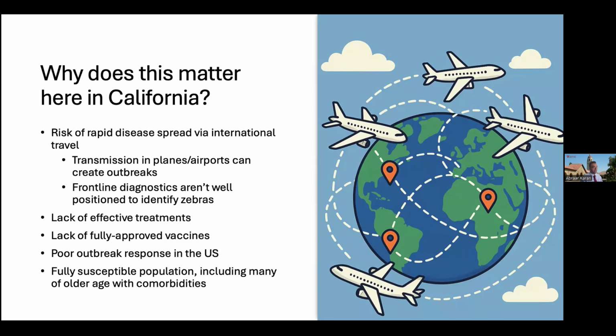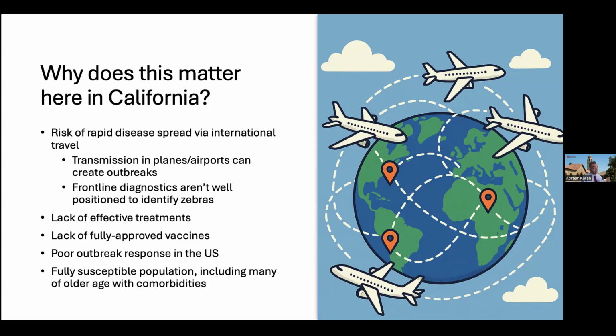So we see a lot of transmission in planes and airports. We see that frontline diagnostics here in the United States are not well positioned to identify zebras. When we had an importation of Ebola during the outbreak in West Africa to Dallas, the case went missed. And so we have a high risk of things being imported and transmitting rapidly and not being diagnosed quickly. For many of the filoviruses, we don't have effective treatments. We don't have fully approved vaccines for Marburg virus.